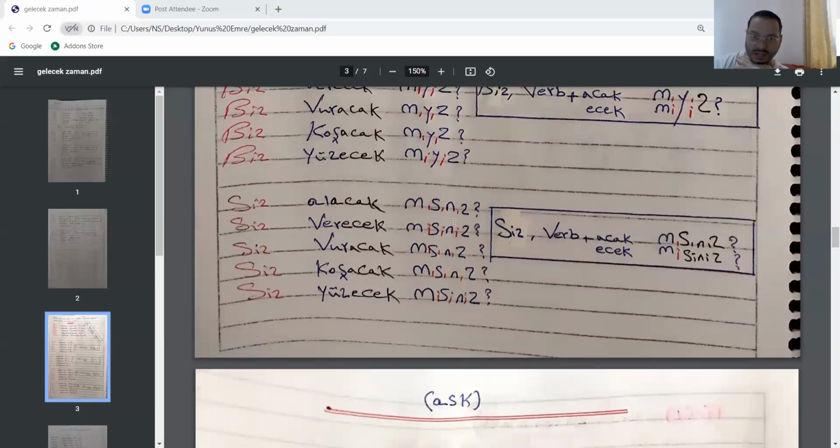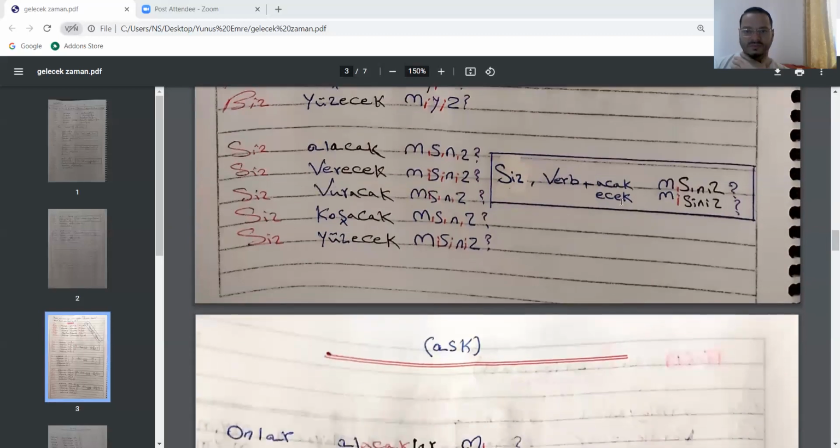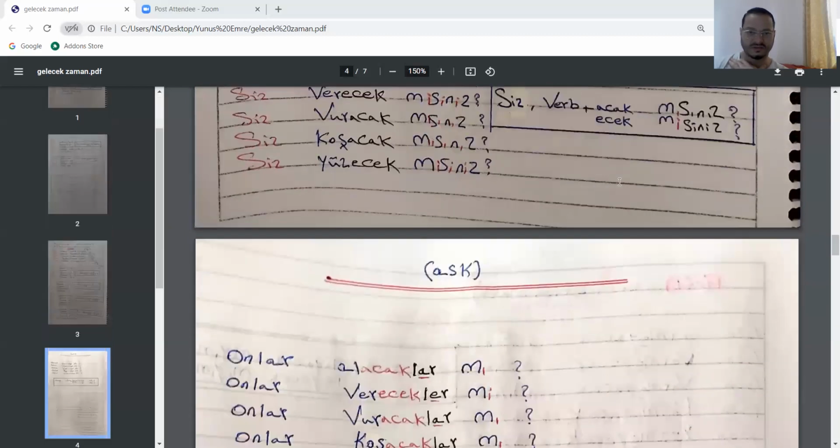Siz alacak mısınız, verecek misiniz, vuracak mısınız, koşacak mısınız, yüzecek misiniz? And this form: M delta plus S delta and delta Z, and we have just two situations instead of 4 or 5, because we have two conditions, acak or ecek.